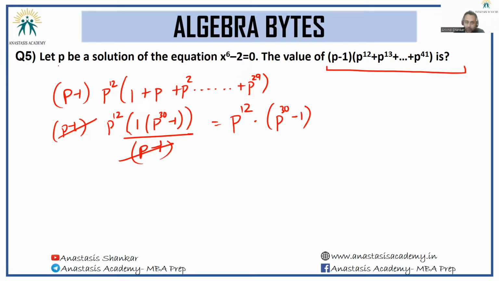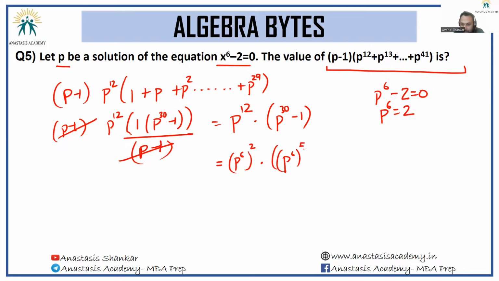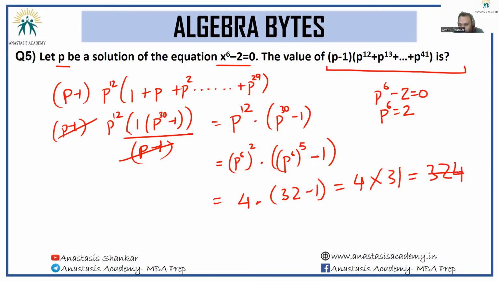Now, what do we know about P? P is a solution of this equation, which means if I replace x with P, I will get 0. So P raised to the power 6 minus 2 is equal to 0, or P raised to the power 6 is equal to 2, which is wonderful because I can rewrite these terms as P raised to the power 6 square into P raised to the power 6 raised to the power 5 minus 1. So this is 2 square, 4. This is 32 minus 1. Or finally, what we need is 4 into 31. The correct answer would be 124.